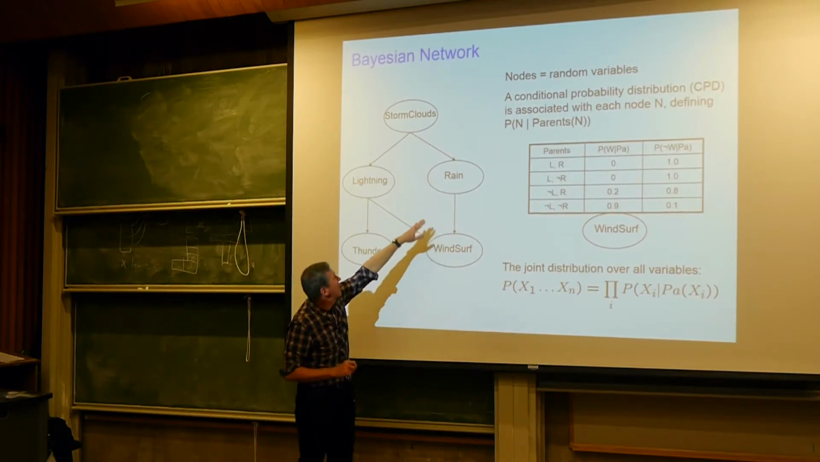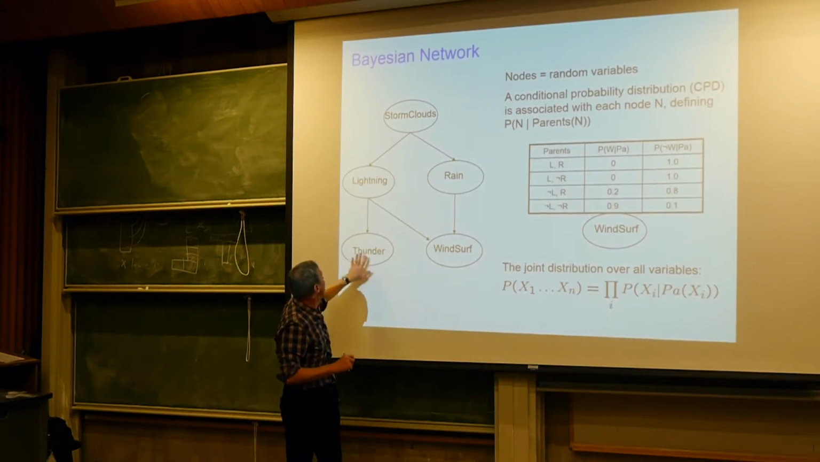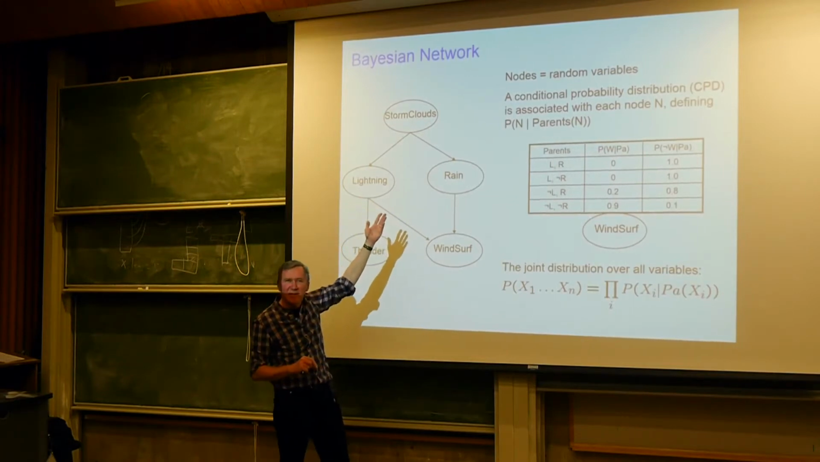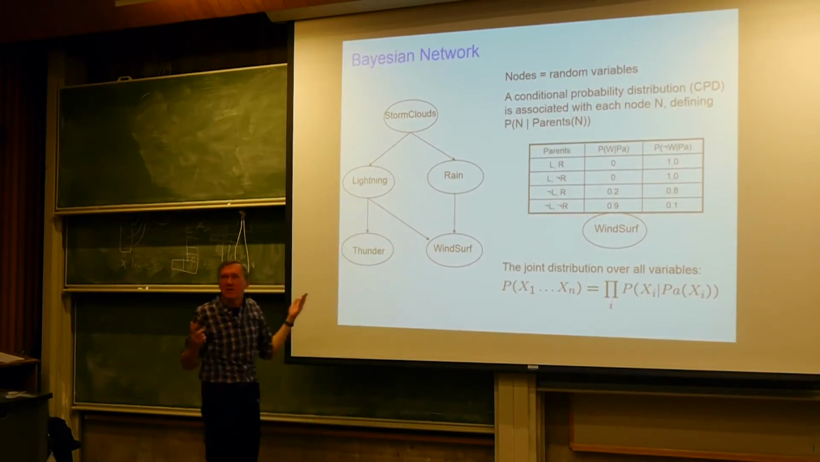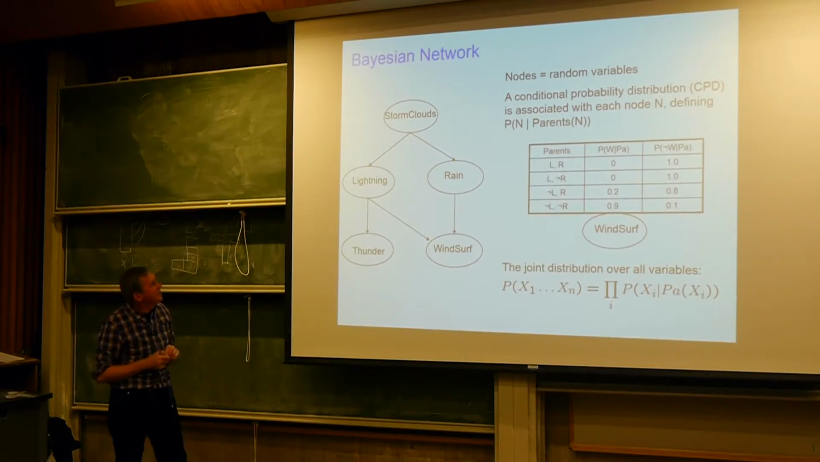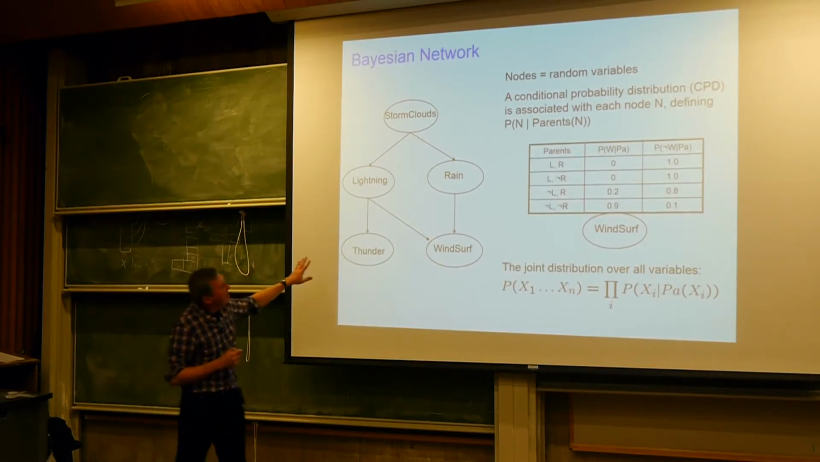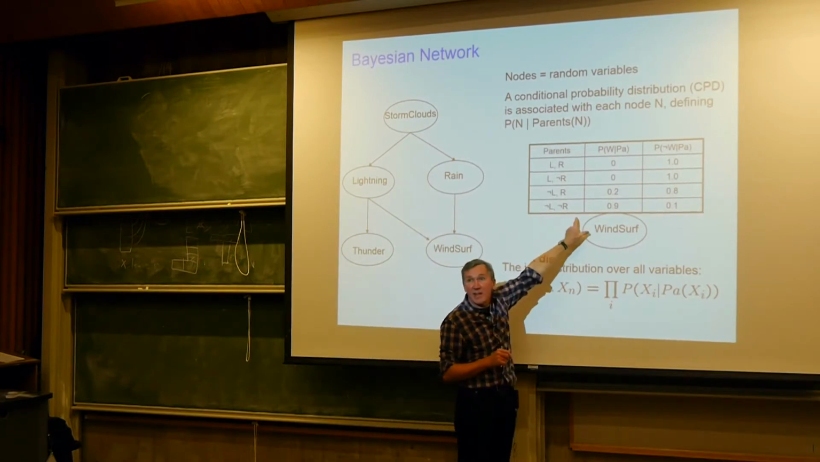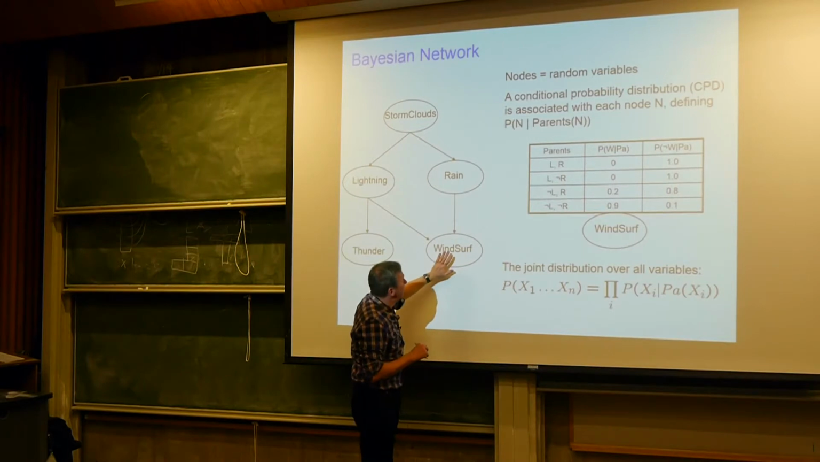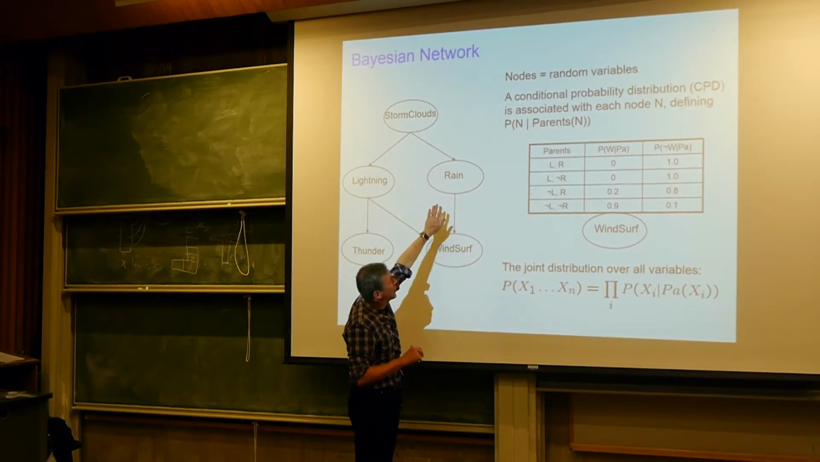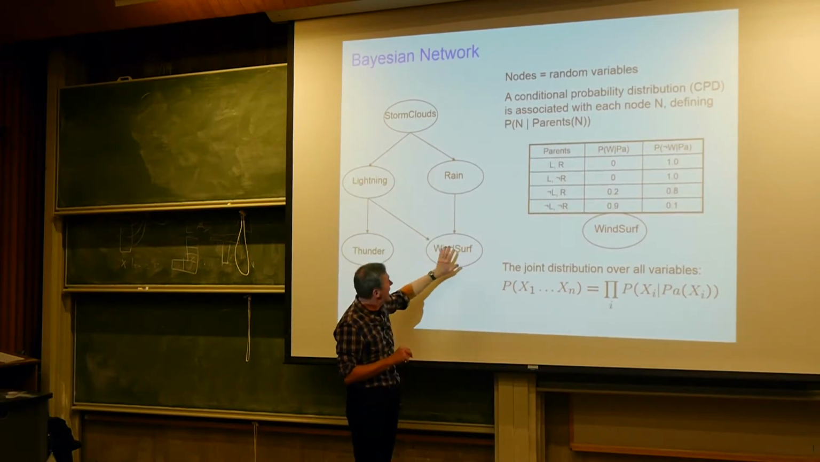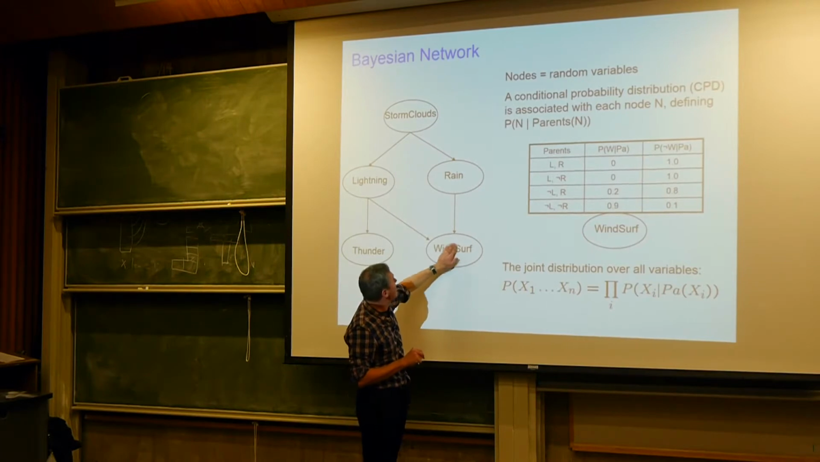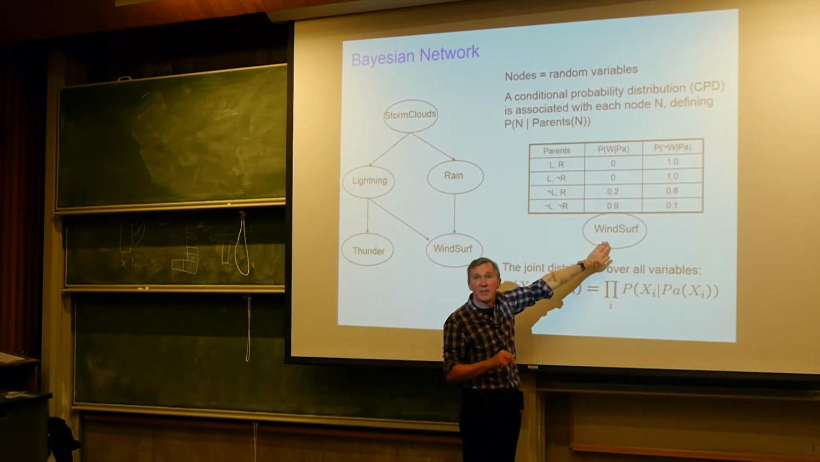Today I'm not windsurfing. There's no rain. There's no lightning. There's no thunder. I don't even know whether there's storm clouds. Okay. So this Bayes net, meaning this graph plus, oh, here's the conditional probability distribution. So for each of these nodes, we also have to write its conditional distribution saying how its value is determined by its immediate parents. And so here's the one for windsurf.